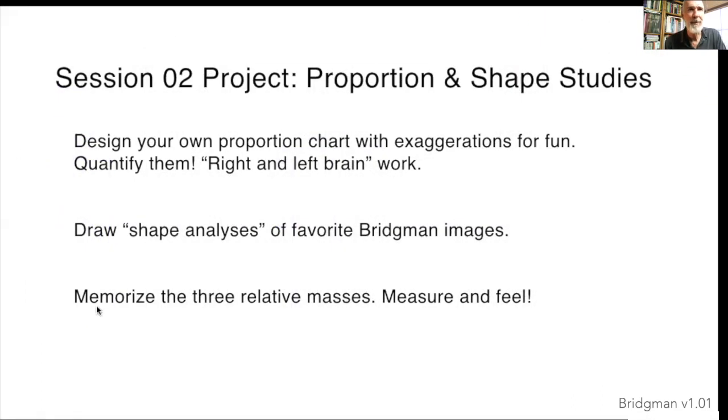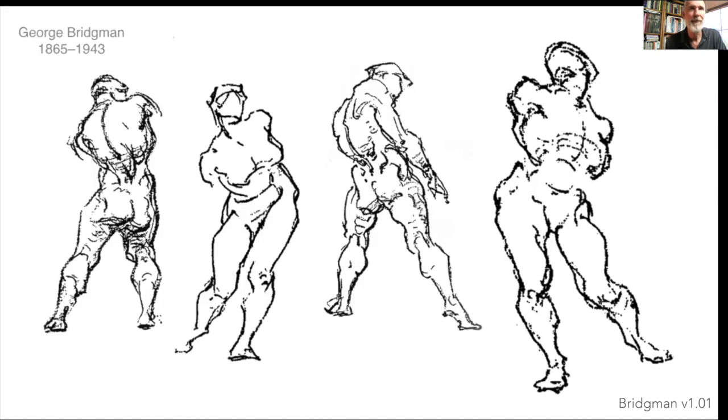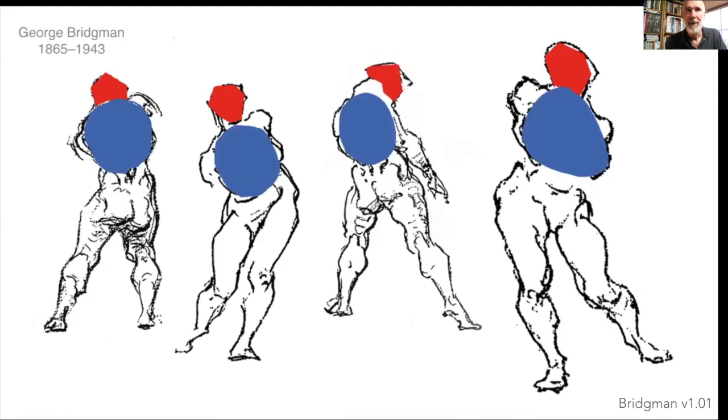There's the last part of your assignment. Memorize the 3 relative masses. Measure and feel. Go through your favorite Bridgmans. Try to see through those figures. The head exists. It makes a shape. That may not be the true shape of a real head, but you're studying Bridgman, and he reduced it to shapes like that. How about the thorax? Well, those are how he's treating it. The pelvis, hard to see before you know anatomy, but try.